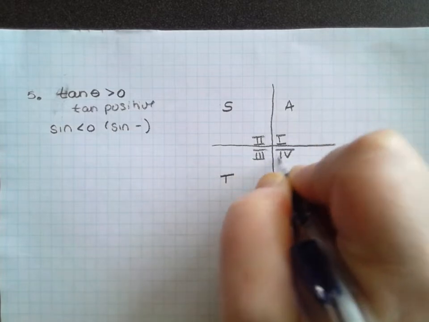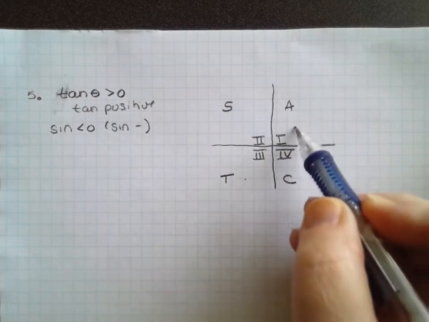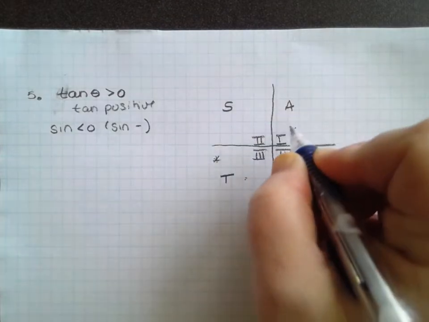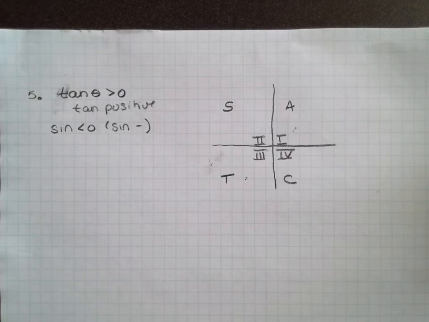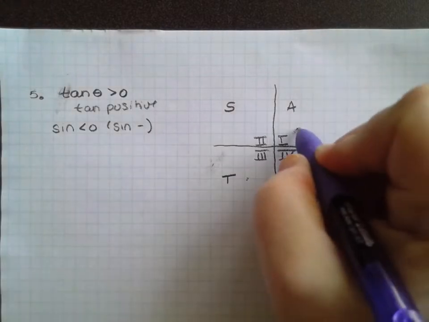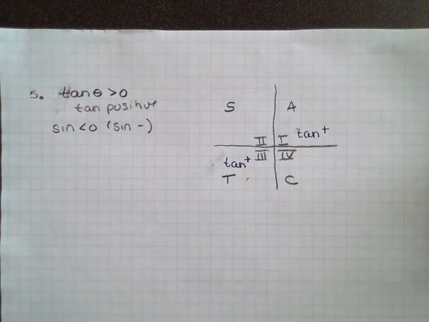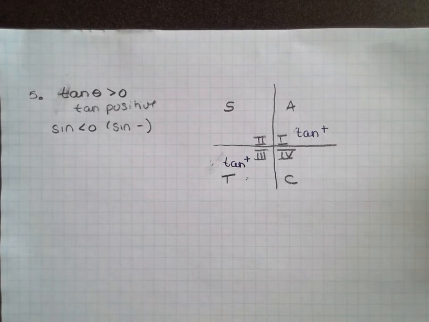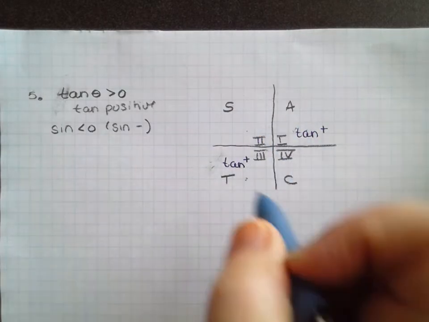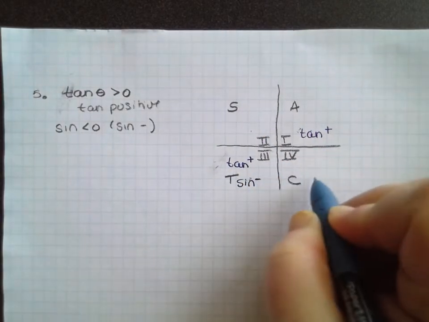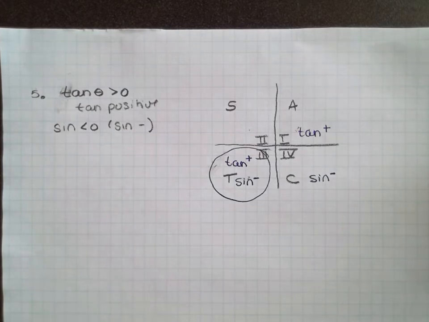Okay, so we want to know where tangent is positive. First of all, tangent is positive here and here. So these are the possibilities. I'll go ahead and label those with a different color just so you guys can see this. So tangent is positive here and here. Now, we want to know where sine is negative. So sine is not negative here, not negative here. It's negative here and negative here. So we want to find the place where it satisfies both of those. So that's in quadrant 3.